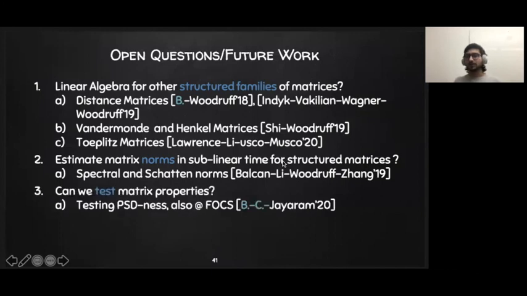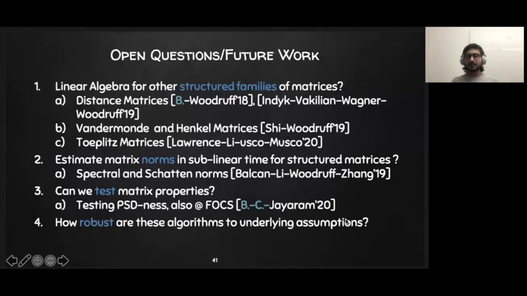Some initial work in this direction appears in a recent paper by Bakshi, Lee, Woodruff, and Zhang, where they show how to estimate spectral and Schatten norms in sublinear time. We can also ask the testing version of these questions, where the goal is to figure out whether the input indeed belongs to some structured family of matrices. For instance, we could ask whether the input matrix is PSD or not. We considered this question in a recent work with Nadiia and Raj, which also appears at FOCS, and if you're interested, I encourage you to check out the talk.